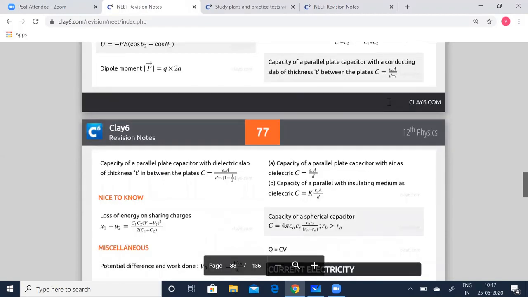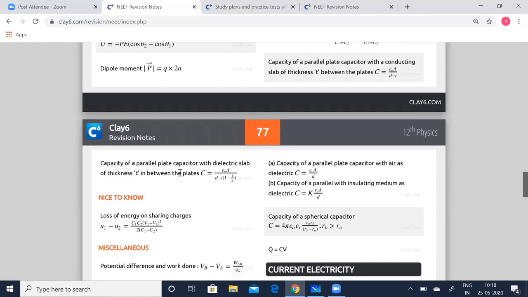Capacity of a parallel plate capacitor with a conducting slab of thickness T. Suppose you have a conducting slab of thickness T, then it is given by C is equal to epsilon 0 A by D minus T.